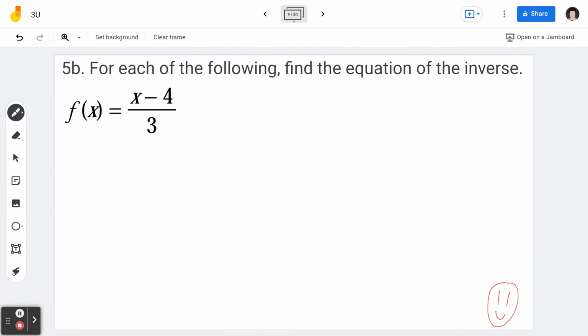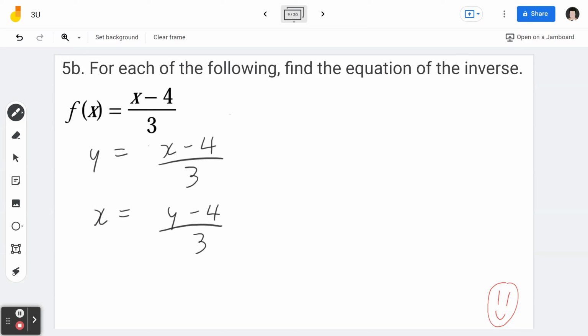5b. For each of the following, find the equation of the inverse. Again, please pause the video, try this first. When you press play again, I'll be here. Welcome back. F of x equals x minus 4 divided by 3. If you like, you can even rewrite this as y equals x minus 4 divided by 3. So again, the first step, swap x and y. X equals y minus 4 all over 3.